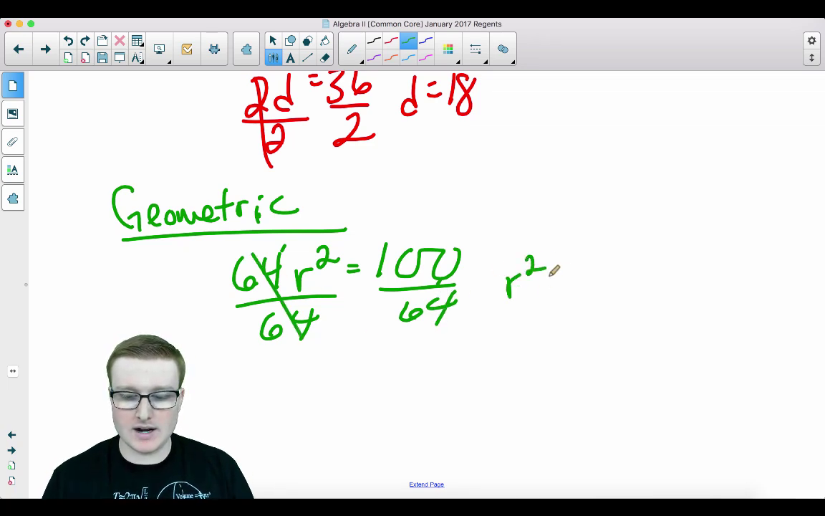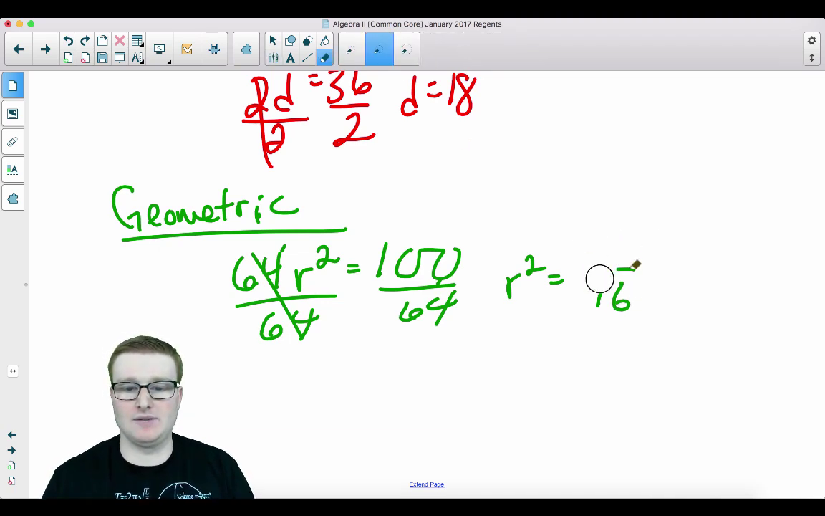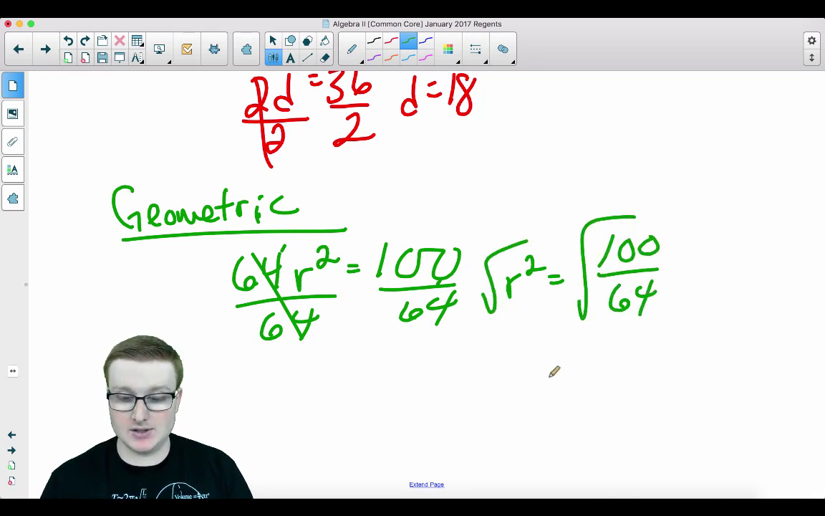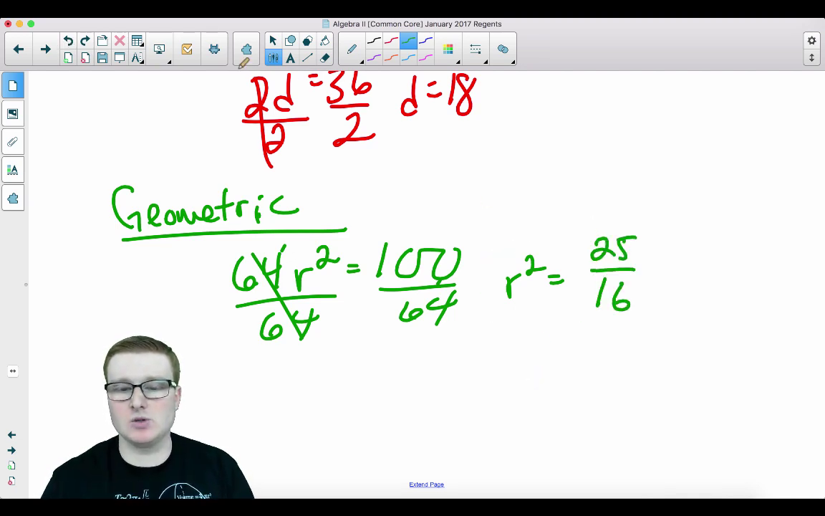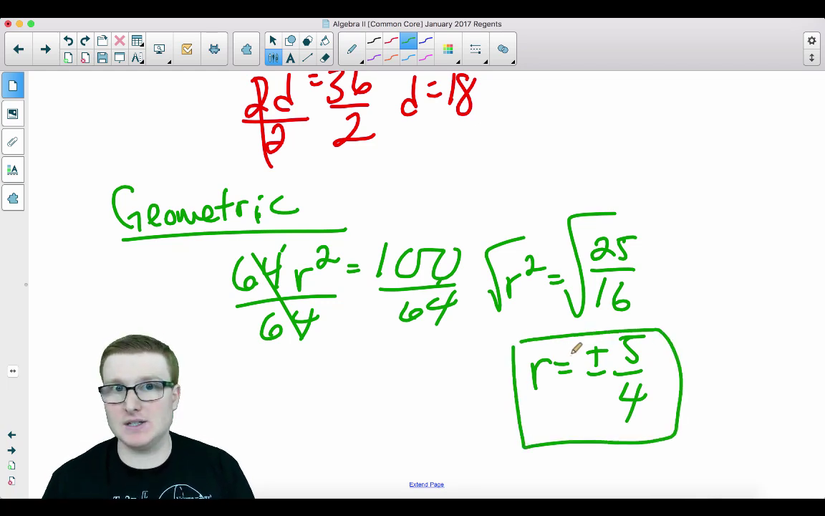We get r squared is equal to 25 over 16. No, sorry, 100 over 64. I just skipped a step there. My apologies. Now you take the square root of both sides, and you get... no, I'm right. I was right before, 25 over 16. Now take the square root of both sides, and you get r is equal to plus or minus 5/4. Ladies and gentlemen, this is the common ratio, plus or minus 5/4.